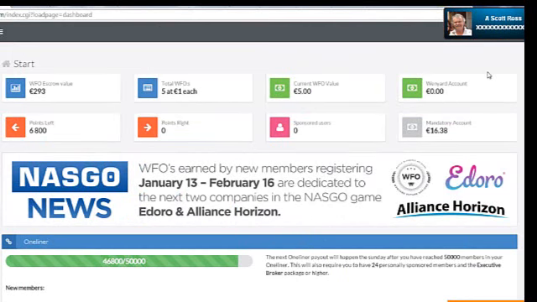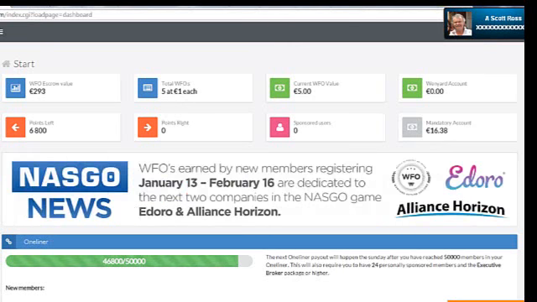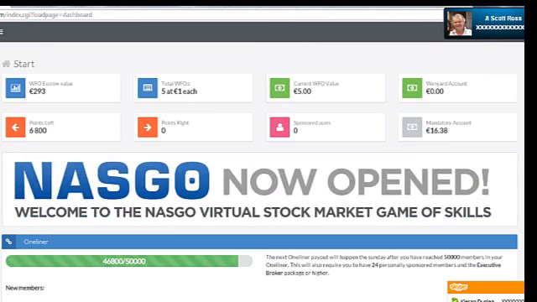Now I want to go into the second stage, which is easily done by going down here to the NASCO login. This is your actual stock market. Once I click on the stock market, you're going to see how that works. We're going to go into that now, and then we'll come back to Wenyard after a moment of going through the stock market.